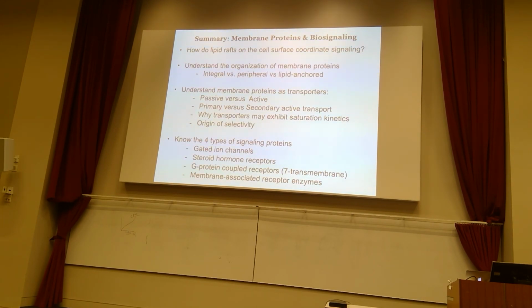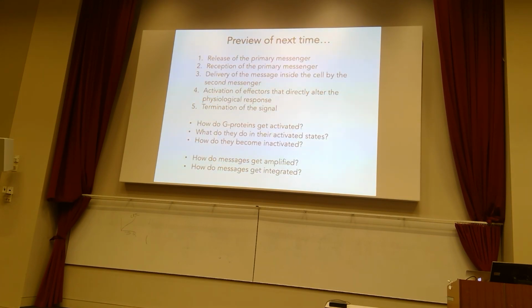So here's our summary for today. Just concluding about membranes, understanding lipid rafts, knowing how membrane proteins are organized within the cell membrane, understanding how membrane proteins can act as transporters, and then beginning this discussion about the 4 types of signaling proteins that we'll finish up next week. And as far as a preview for that, we'll talk about how these G proteins get activated, what they do in their activated states, and how they become inactivated.